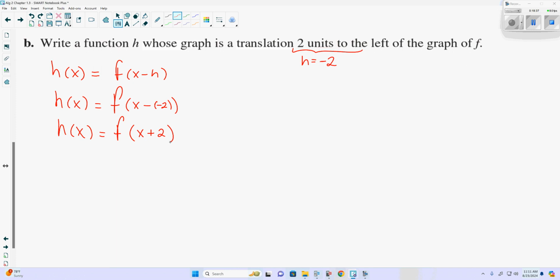So it wants us to translate it. So where we got the 2 from was right here in the problem. So it asked us to move it 2 units to the left. So we get the 2 from that. Now, since left is considered a negative direction, it would be negative 2. Yeah, the 2 is more from the problem. It asks us to move it that far.